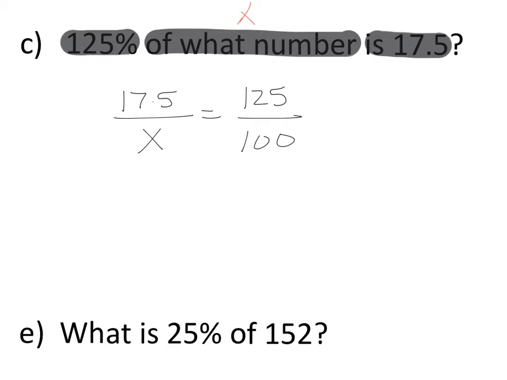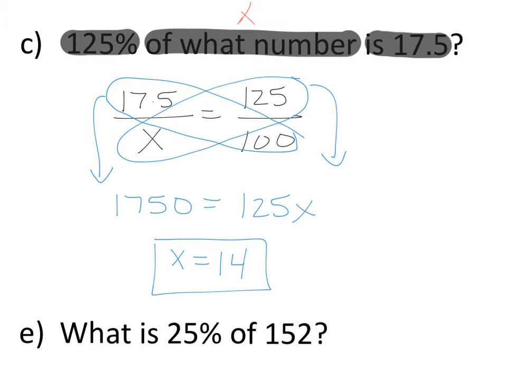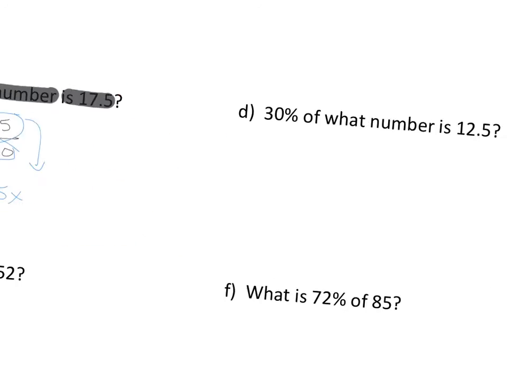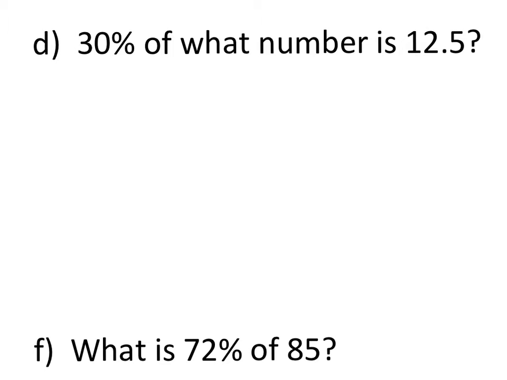All right, so we're going to go ahead and cross multiply, and we're going to multiply the 17.5 times 100, 1,750 equals, go the other direction there, 125x. So now we're going to take the 1750, we're going to divide it by 125, and we're going to get x equals 14. Okay. All right. Let's go ahead, and I want you to try D on your own. It's just like C. So we're going to pause the video, and I want you to try this on your own.